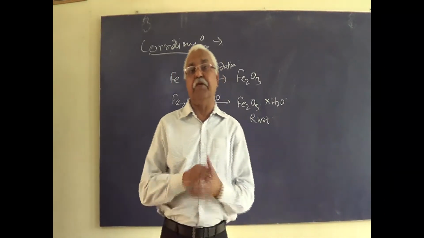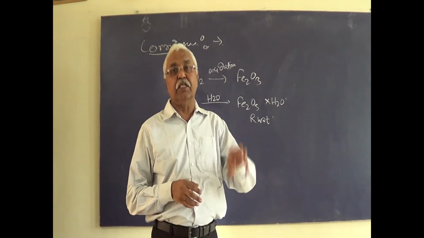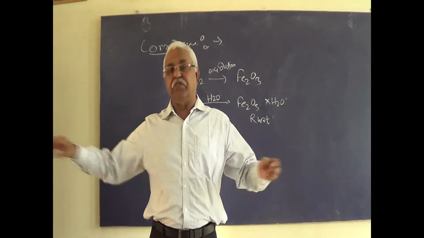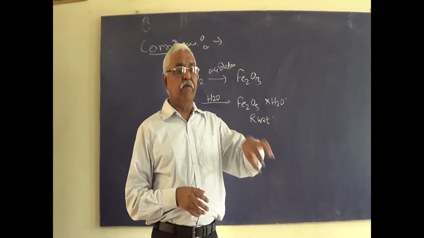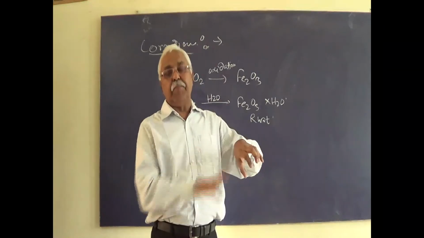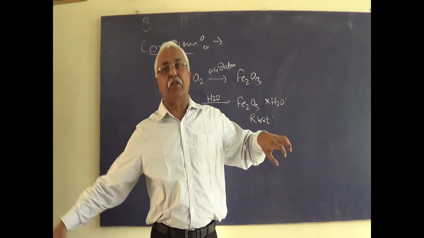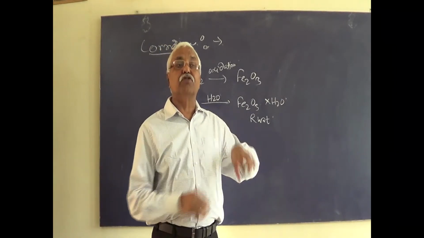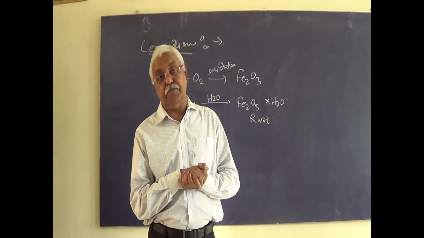Underground pipelines are safeguarded by using zinc pieces. We put a zinc piece after some distance. So zinc becomes the anode and the complete iron pipe becomes the cathode. That is why zinc is also known as a sacrificial anode.